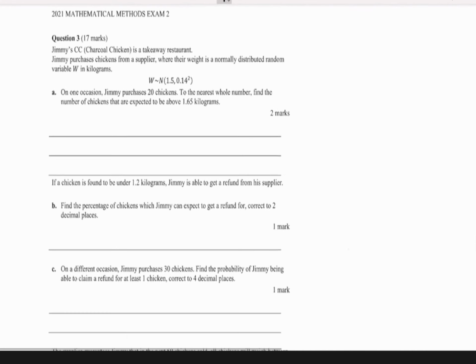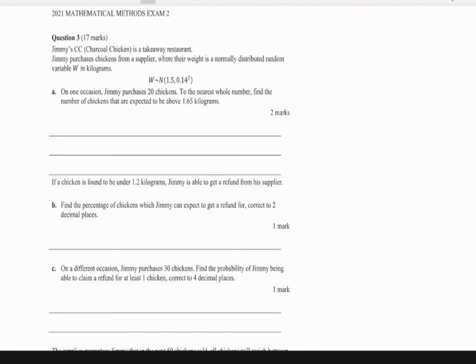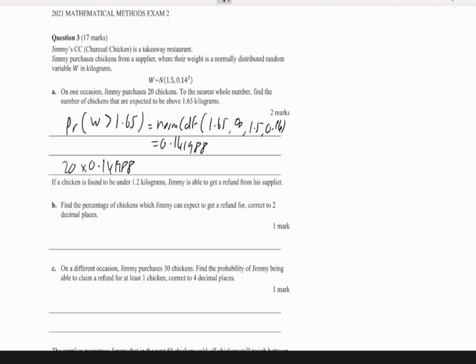Question 3. So first of all, PR W is greater than 1.65. You can just solve this using CAS, norm CDF, and just 1.65 infinity, 1.5, 0.14. That's equal to 0.141988. So you multiply that by 20, because you have 20 chickens. That's approximately 3 to the nearest whole number.